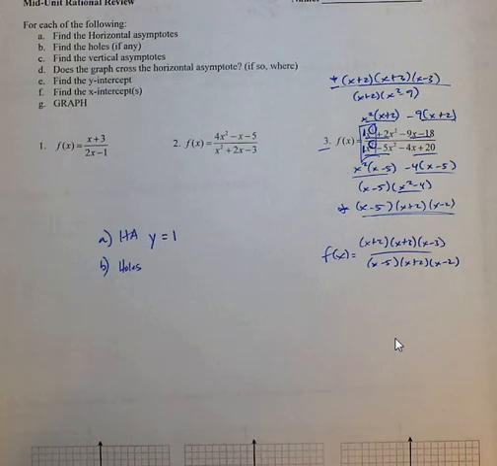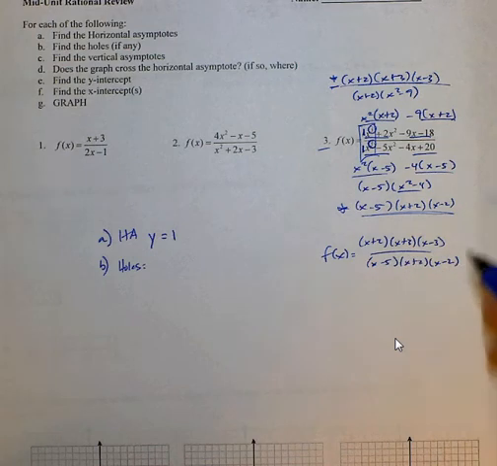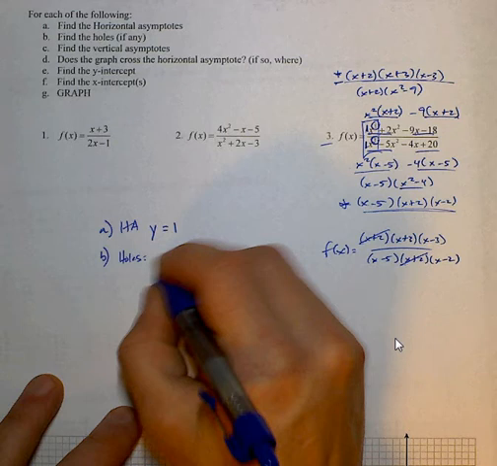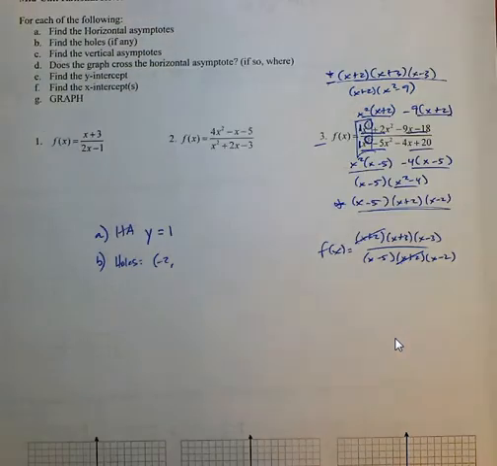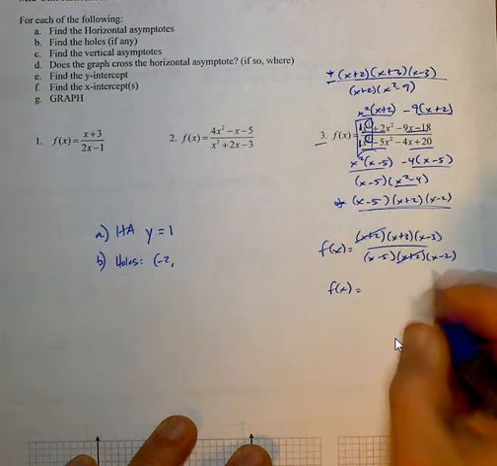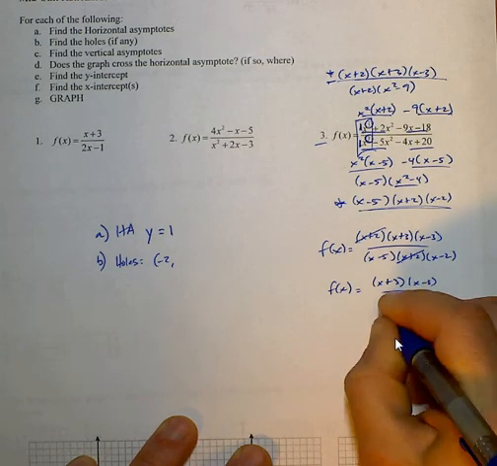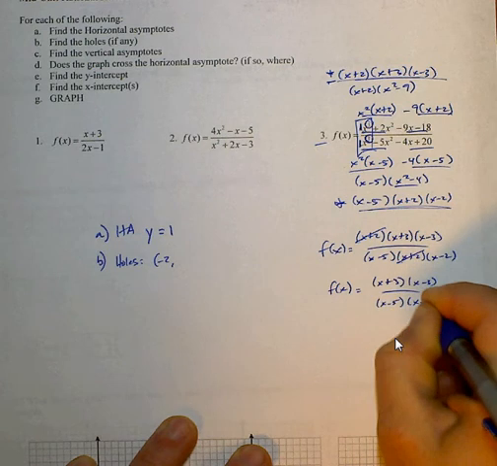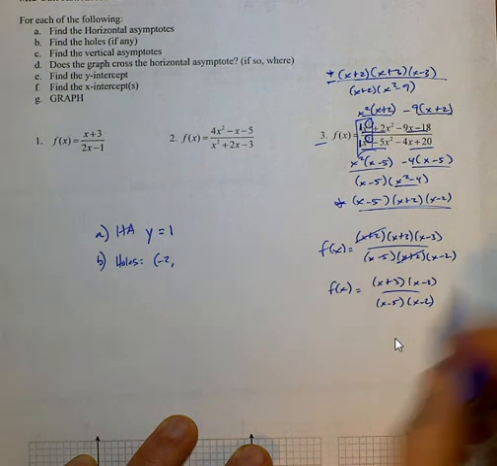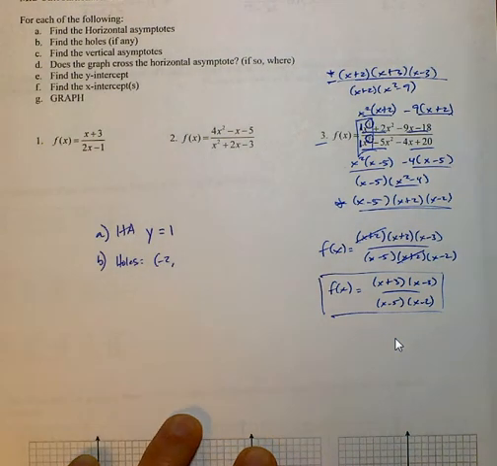When we look for holes, we want to actually look at this factored form and see if anything cancels. What we see is that we have one term here that cancels, so that means that the x-coordinate of the hole is at negative 2. That also means I can simplify what I have here. So my simplified form of this initial function is this. So for the rest of this problem, we're actually going to use this simplified form.